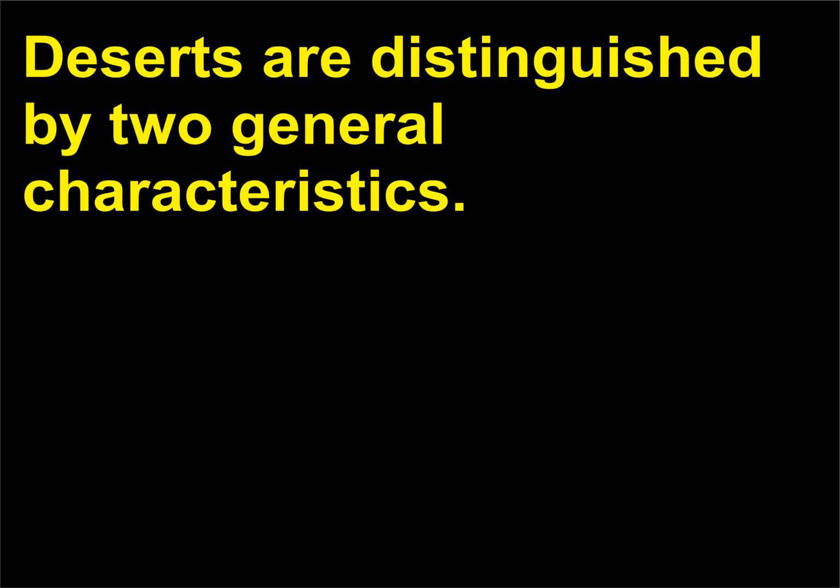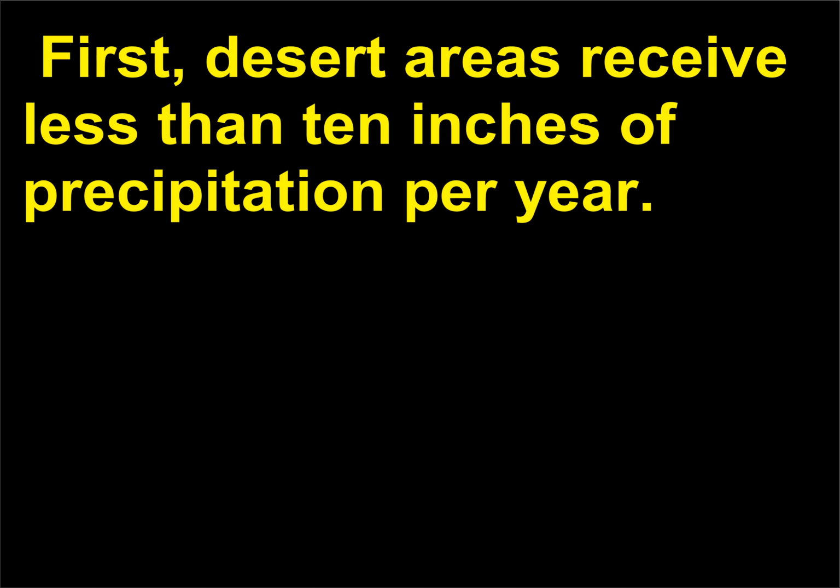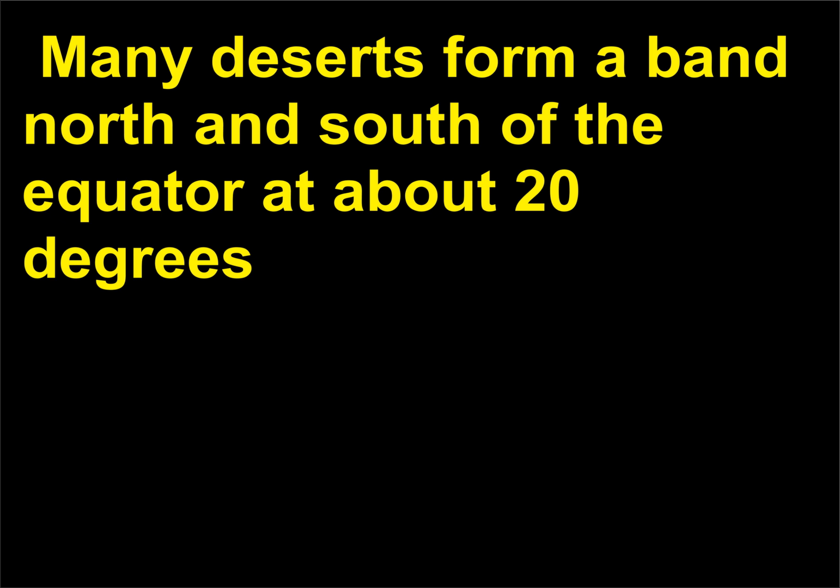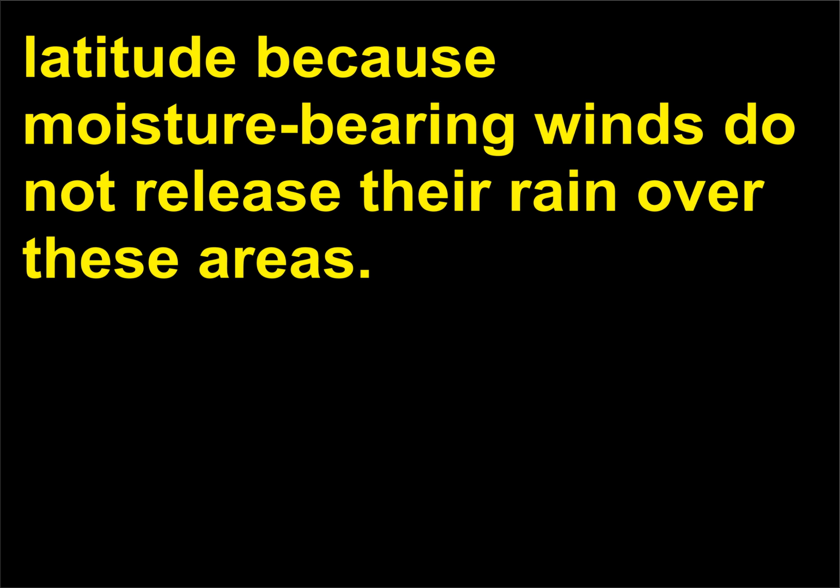Deserts are distinguished by two general characteristics. First, desert areas receive less than 10 inches of precipitation per year. Second, due to the extreme dryness, there is little plant or animal life in most deserts. Many deserts form a band north and south of the equator at about 20 degrees latitude because moisture-bearing winds do not release their rain over these areas.